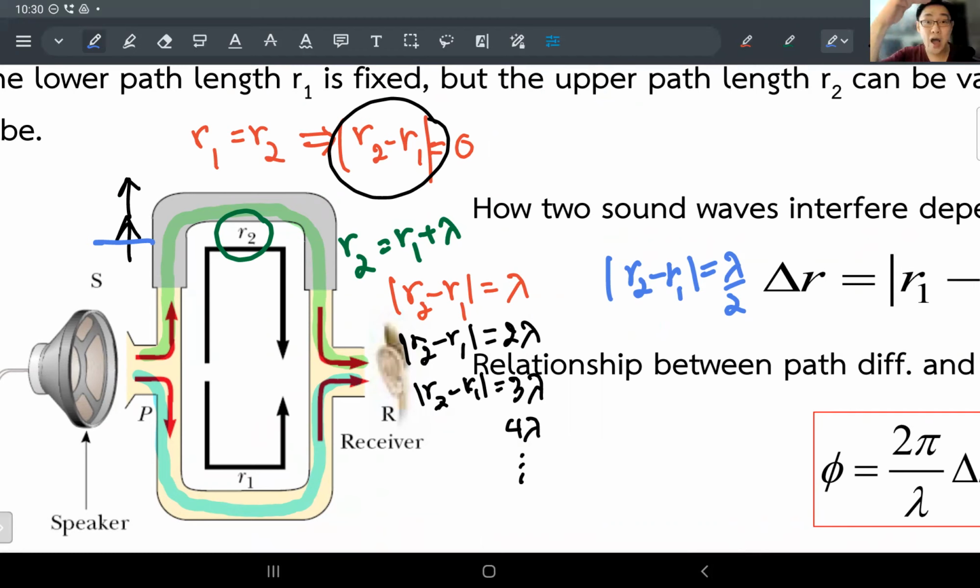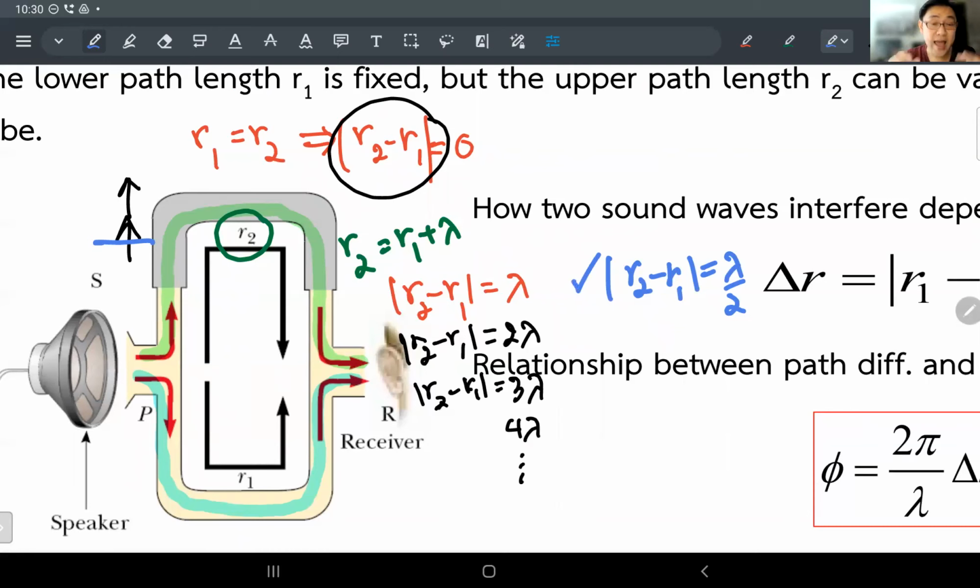So now you get an out of phase setup. The oscillation is now out of sync, perfectly opposite in oscillation. So at the end, you get perfect cancellation there. So this is the first condition where you get destructive interference.